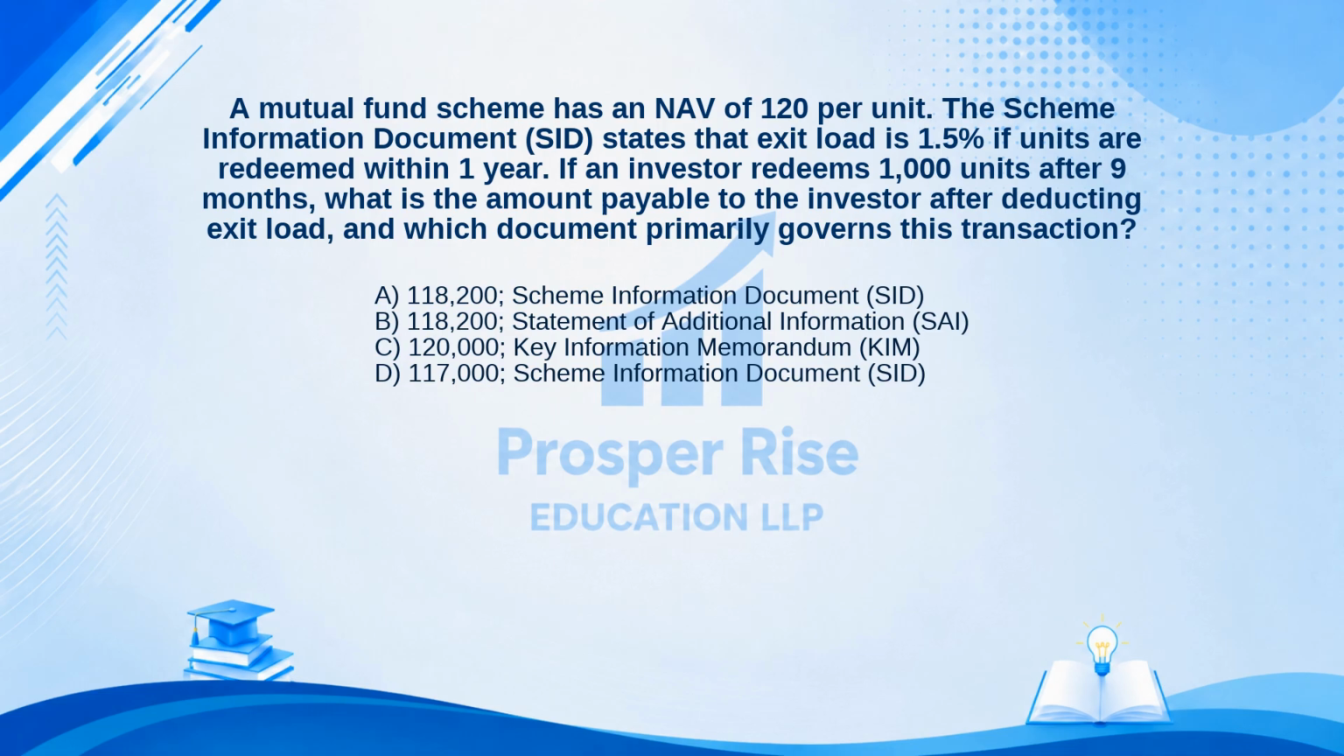Here are your options. A. 1,18,200, Scheme Information Document, SID. B. 1,18,200, Statement of Additional Information, SAI. C. 1,20,000, Key Information Memorandum, KIM. Or D. 1,17,000, Scheme Information Document, SID. Take a moment to pause the video and decide.